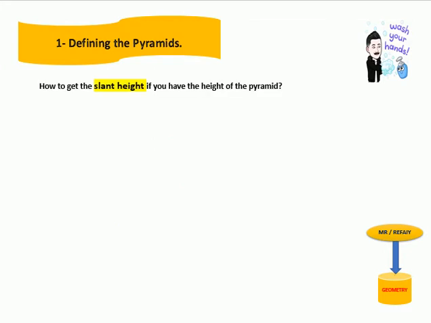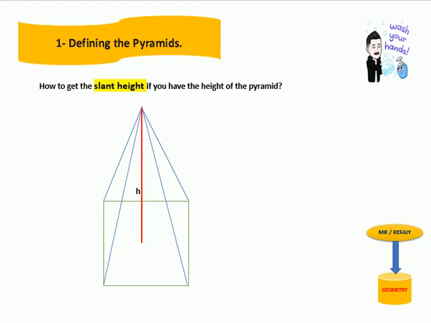How to get the slant height if you know the height of the pyramid? Here, in this pyramid, the height h is the red one, this red line segment. At this time, how to get the length of the slant height? To get it, we have to form a right angle triangle, and we can use the Pythagorean theorem to get the length of L.